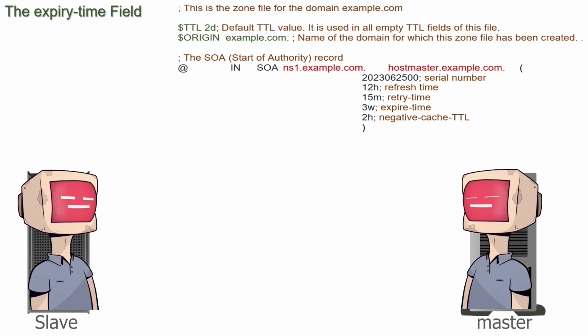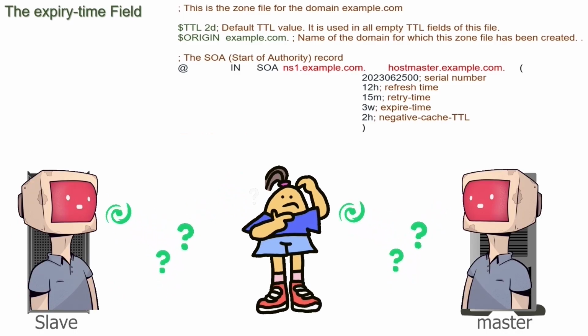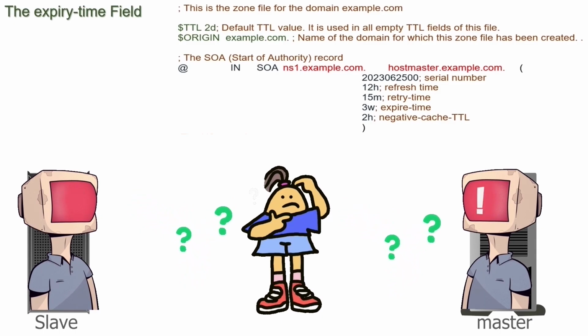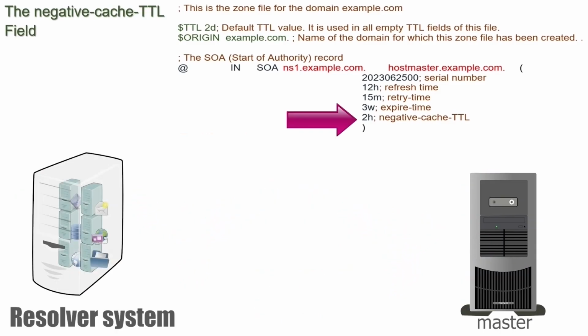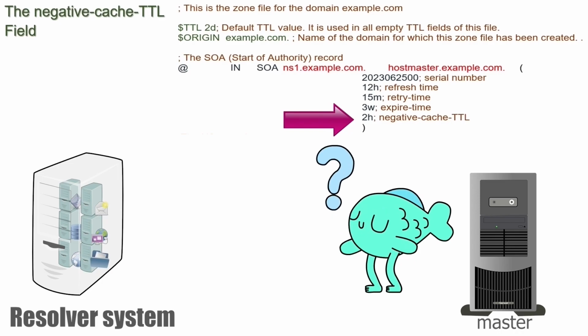At this point, since both the master name server and the slave name server are not resolving queries, the zone is considered dead. Resolver systems use the negative cache value to store negative responses. This value applies to all records served from this zone file. DNS provides this value in each answer.